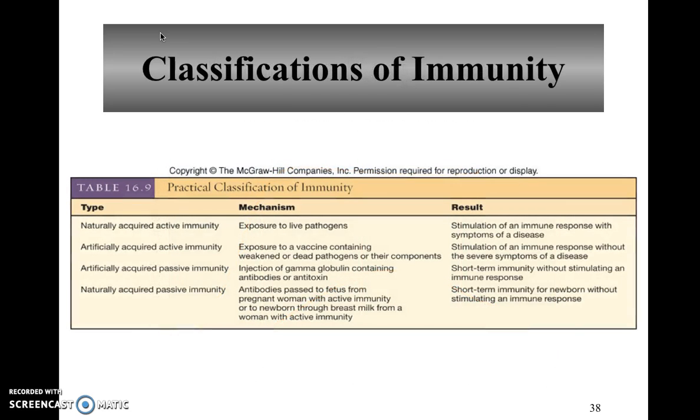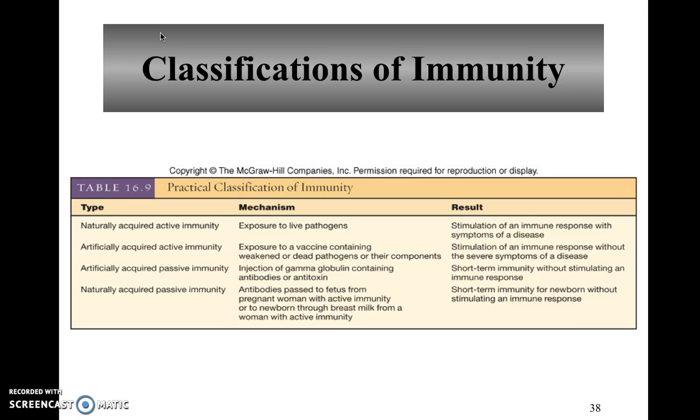The last thing I want to talk about in this video are the different ways in which we can develop immunity. And there's 4 of them, as you can see in table 16.9 here. There's naturally acquired active immunity. This is what happens when you're living your life and you get exposed to some live pathogen and you have a primary response. You get the symptoms of the disease and your body fights it off, and now you're protected against getting that same particular pathogen again, at least getting sick from it.